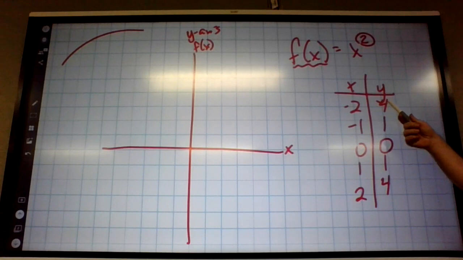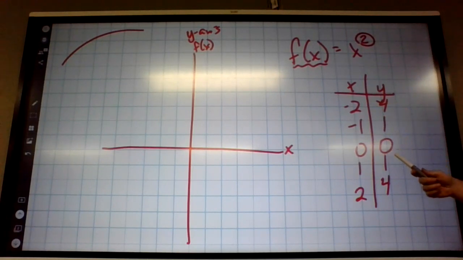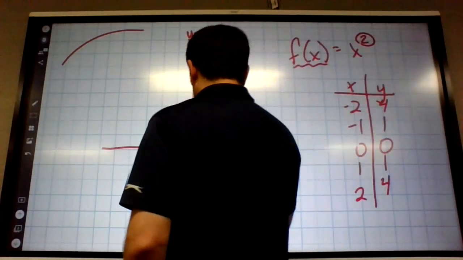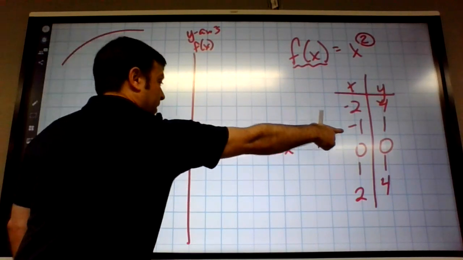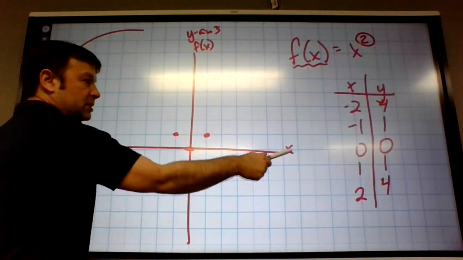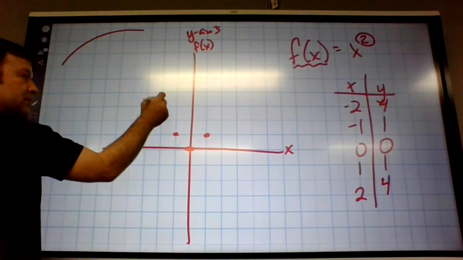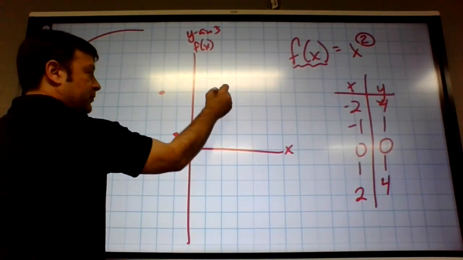Okay, so there's some symmetry here. It goes 4, 1, 0, 1, 4. Kind of goes down, hits the bottom, goes back up again. So what does it look like? 0, 0, 1, 1, -1, 1, -2, 4, right there, 2, 4, right there.